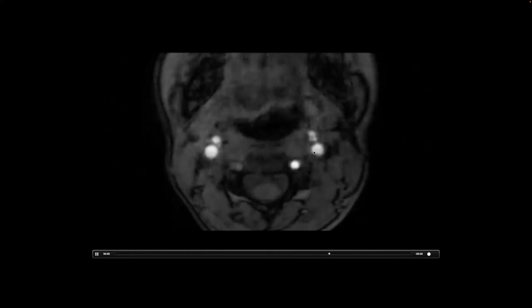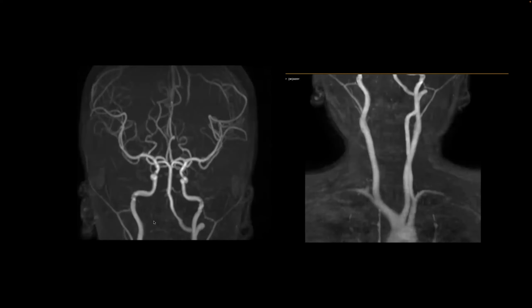I don't have a MIP angio, but there's a video of the angio. If you can bear with me, the right vertebral artery does not demonstrate any flow in comparison to the left. This was a non-contrast time of flight angio. So if you see from the origin, the right vertebral artery does not demonstrate any flow. Similarly, on the MIP images, the right vertebral artery is not visualized. And also in the neck angio, the entire right vertebral artery is not visualized.